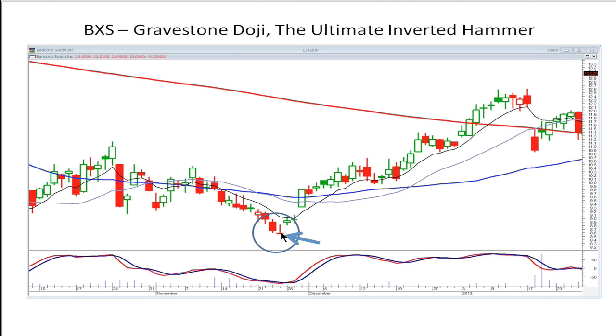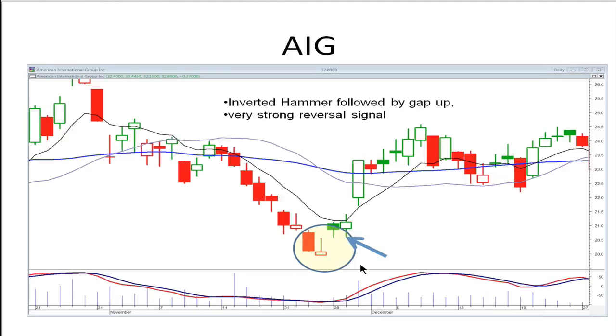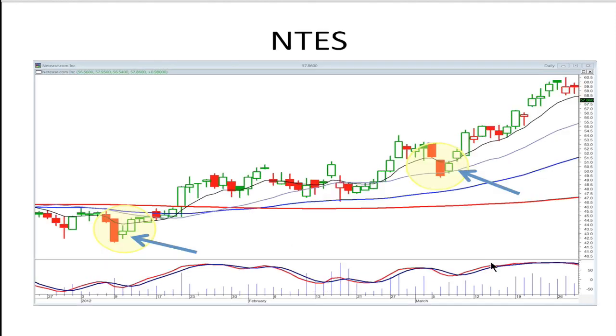There's your ultimate inverted hammer, which is a gravestone doji, followed by a gap up, another gap up. When they start gapping up from signals, that tells you the force is coming back into that trade. Inverted hammer, gap up, just gives you a very strong price move.